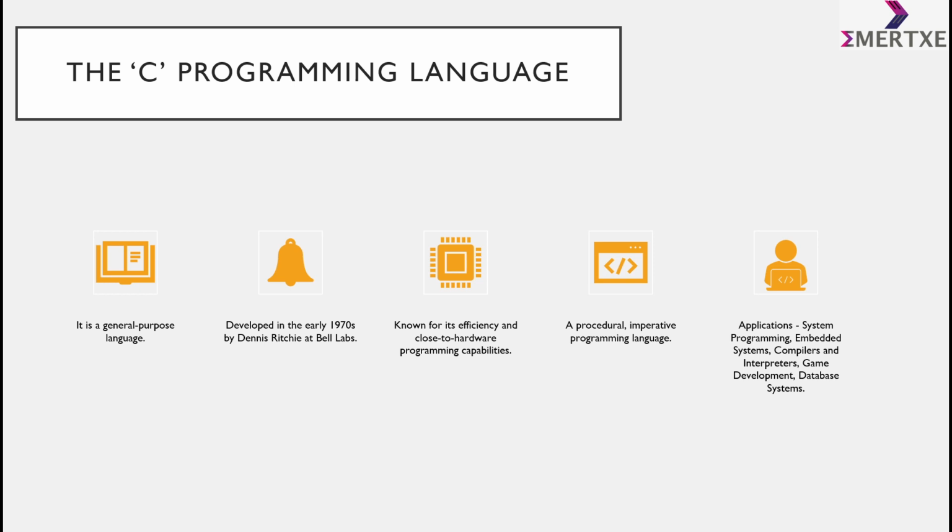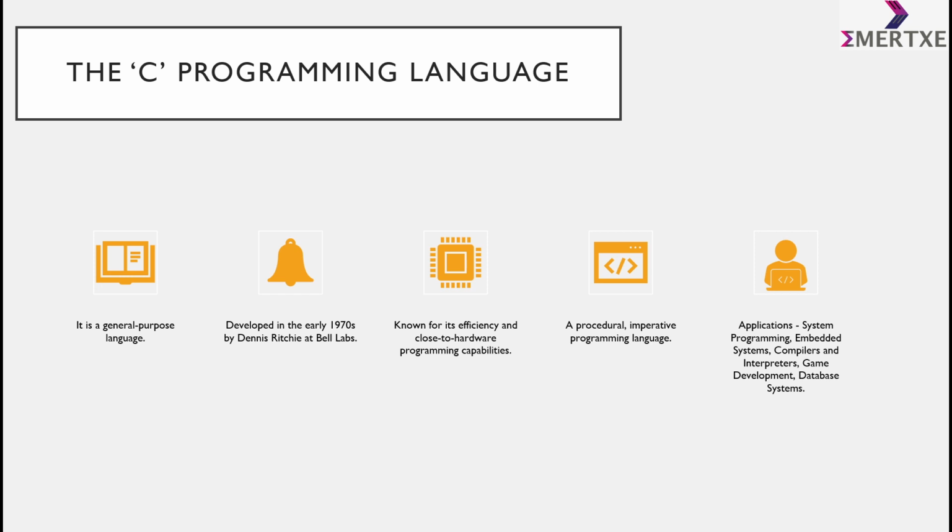So, we are going to start with the C programming language. C is a very, very powerful programming language. It is one of the most popular languages, as well as a general purpose language. Even though it is applied and used effectively in various specific domains, it was developed in the early 1970s by Dennis Ritchie at Bell Labs. It is a free formatted language, that is, it is not a strongly typed language. It is known for its efficiency and close to hardware programming capabilities.